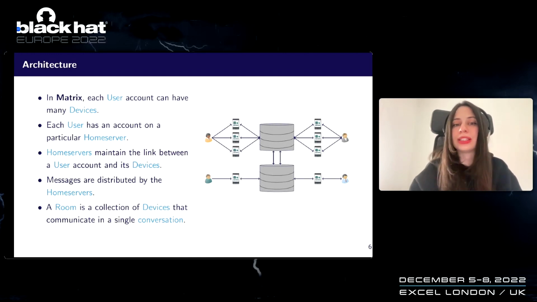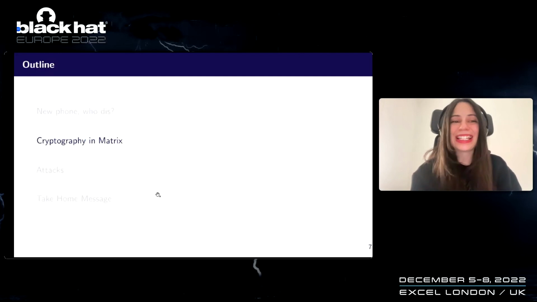Home servers are the ones that maintain the link between a user account and its devices. And lastly, a room is a collection of the devices that different users hold, and they are the ones who are actually trying to communicate with each other in a group setting. So next slide. And now we go to the cryptography in Matrix.